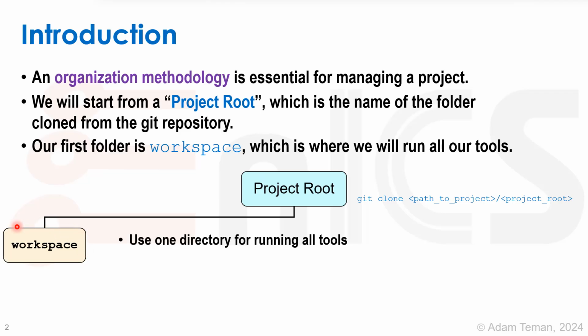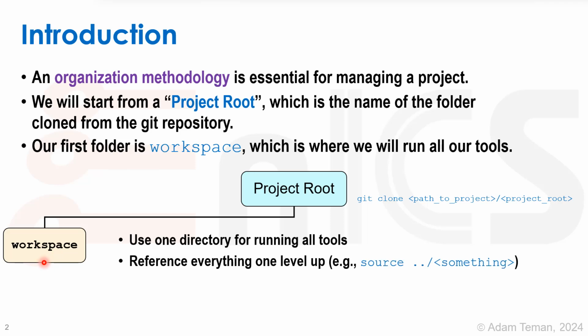We have one directory where we're going to run all our tools from. It doesn't matter if we're doing simulation, synthesis, or place and route, everything we're going to run from this workspace folder. We don't have a different workspace for everything. It's really easy to access everything from there. We reference everything, therefore, one level up. So we're inside the workspace, and then we do source, something that we're going to be discussing in the next few slides. So everything is one level up from there.